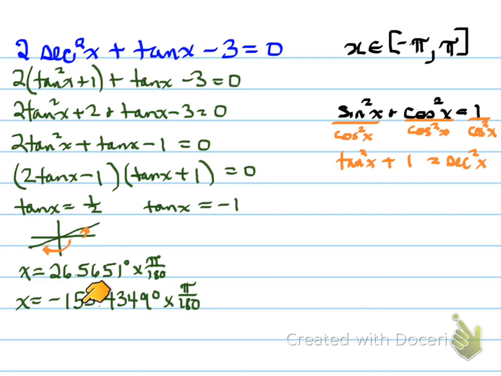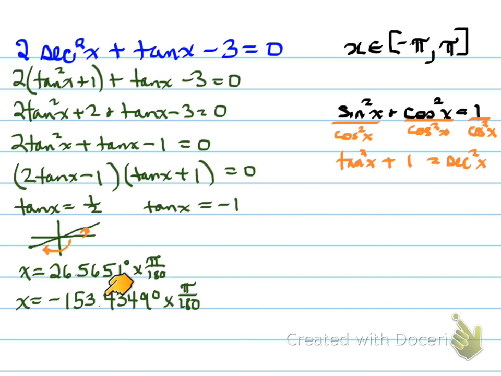How come it's negative 153? Don't forget, folks, that we still are working with this domain. So the domain has changed. So we want to go from negative pi to pi. That means when it falls in quadrants 3 or 4, we want the negative angle representation. If it falls in quadrants 1 and 2, we want the positive angle rotation.